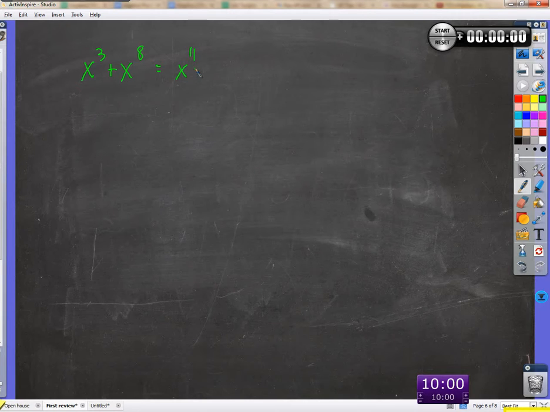Let's see, what if we had 5x to the third plus 2x to the eighth? What would that be? Can you combine that? We should be able to combine that. 7x to the 11th. Okay.